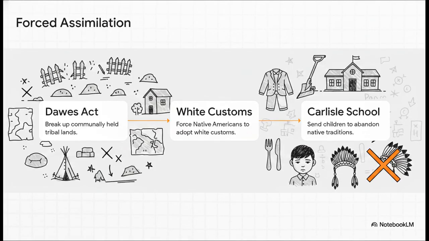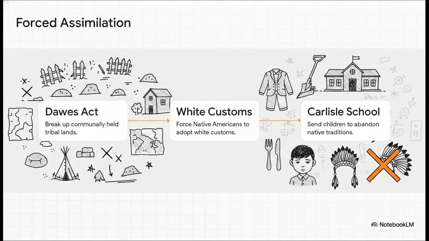Because assimilation wasn't just some accidental byproduct of expansion. It was a systematic, step-by-step federal process aimed at erasing indigenous identities entirely. Step 1. Break up the communally held tribal lands. Step 2. Force the adoption of white American farming and customs. And Step 3, which is perhaps the most heartbreaking part, target the children.